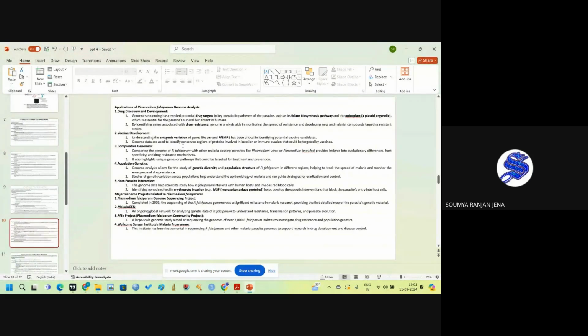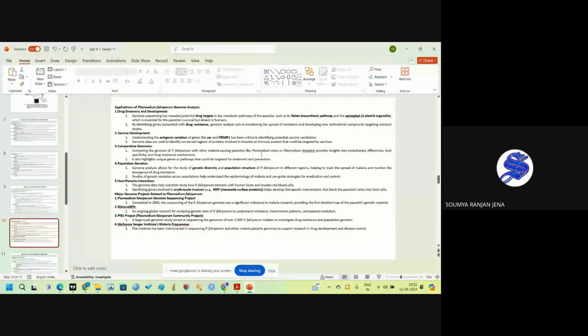Then genome data are used to identify conserved regions of the proteins involved in invasion or immune evasion that could be targeted, because some proteins have conserved regions that are hereditarily transmitted from parents to offspring. If we target that part, then it can lead to the development of an effective vaccine treatment.